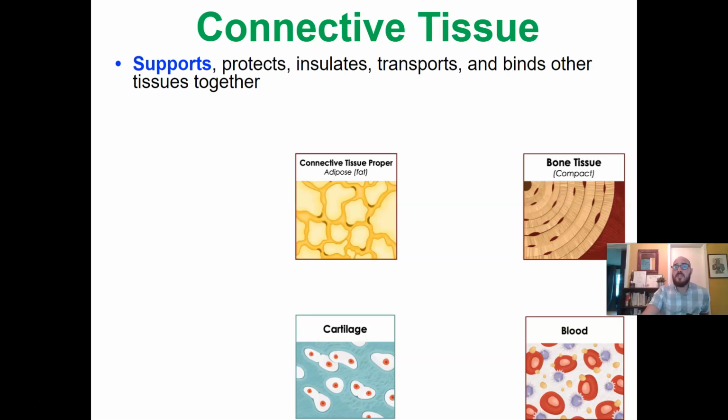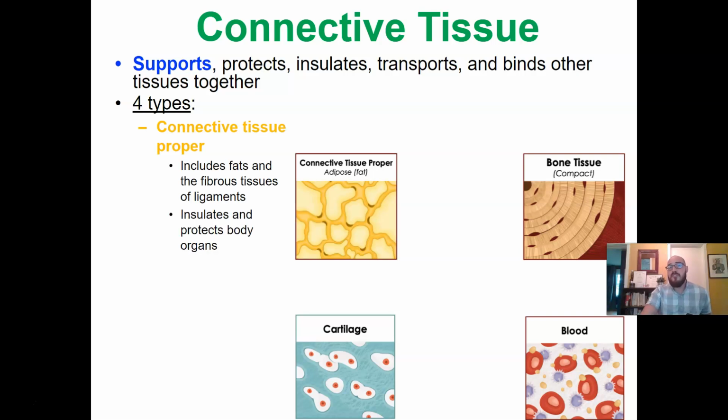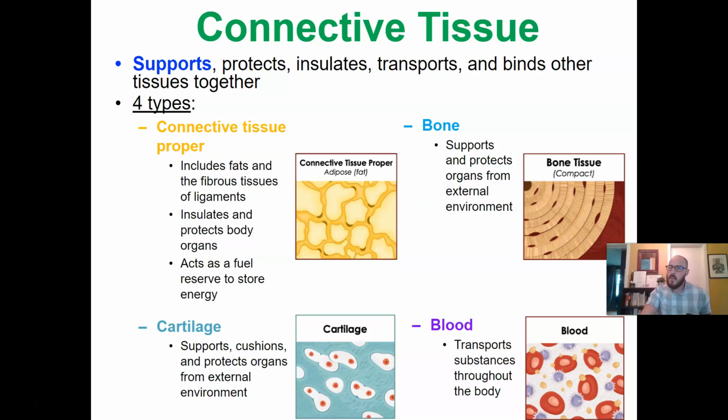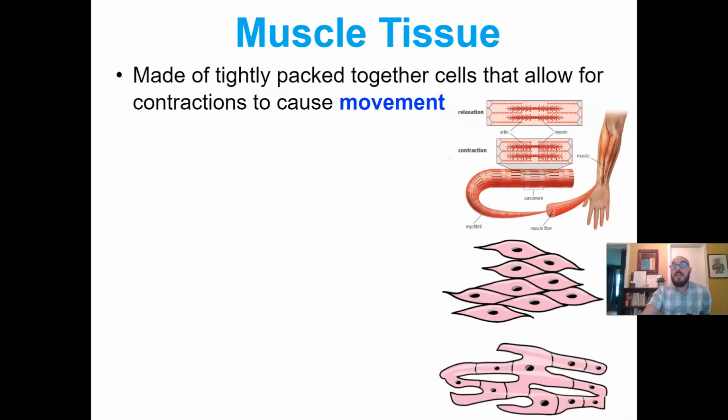All right, connective tissue. These are supporting, protecting, insulating, transporting, and binding other tissues together. That's the really important part, that they help stick things together. All right, you have a couple different types. So fat is one of them, cartilage is one of them, bone is another type of connective tissue, and blood is kind of a weird one to think about, but it's actually connective tissue because it's helping transport substances throughout your body.